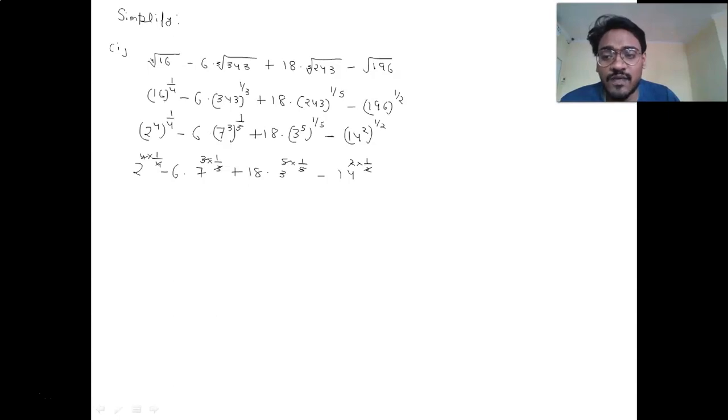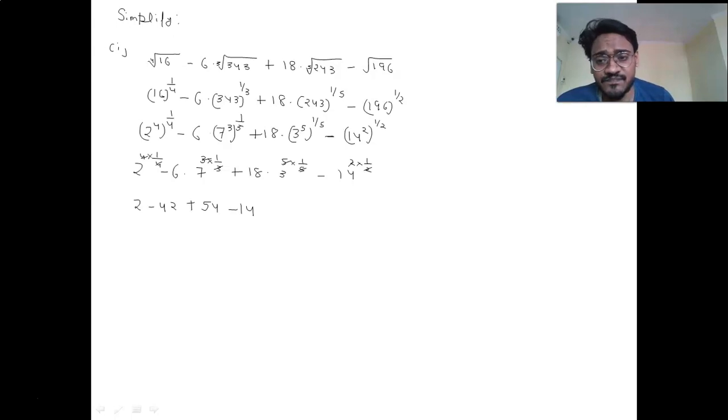So what will be remaining? It's 2 raised to the power 1, or 2 only. Minus 6 into 7, so can I write directly 42? Because 7 raised to the power 1 multiplied with 6 will be 42 only. Similarly, 18 into 3 is going to be 54, and minus 14. Now you have to simplify this.